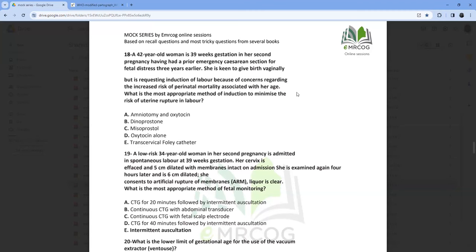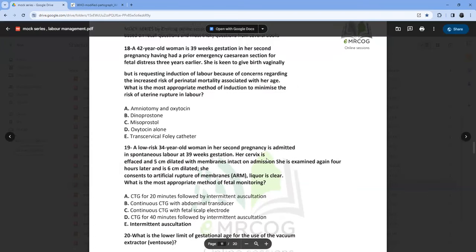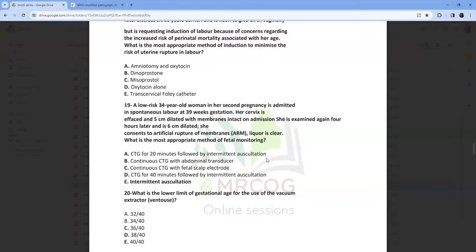So we have low risk, okay? Admitted at term 39. Cervix is 5 cm and effaced, okay? And ARM is done, liquor clear. So what do you need? Do you need to go for CTG or intermittent auscultation? Yes, well done. It's intermittent auscultation.